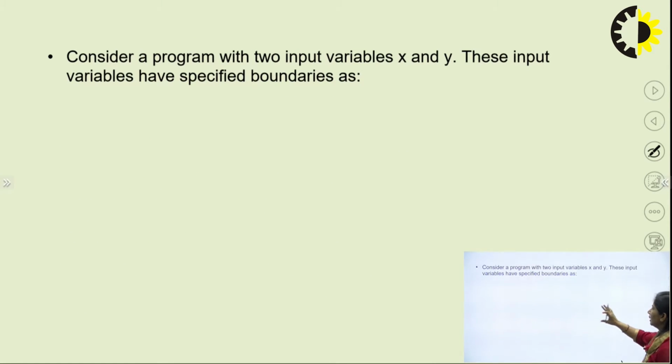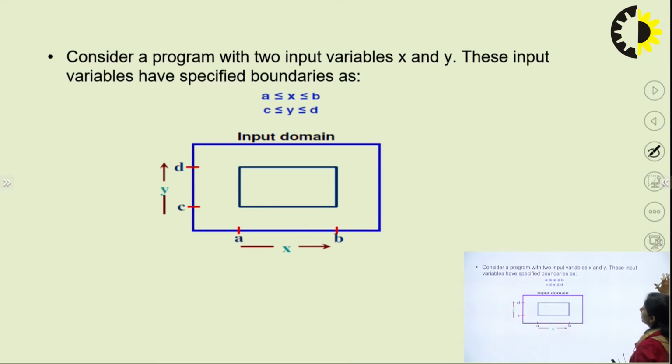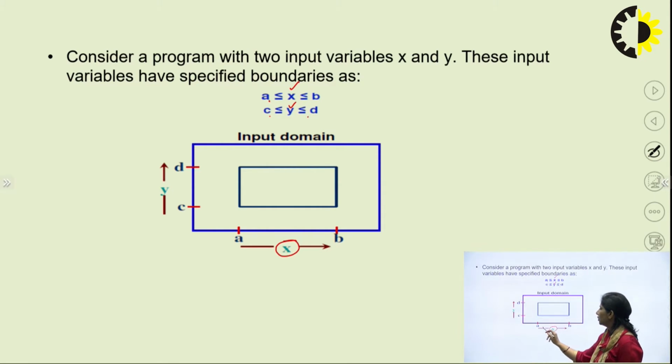Here we have taken an example where we have two input variables, say x and y. Now we are considering two input variables. So how will we specify the boundaries? Say one variable is x and one variable is y. The boundary of x is between A and B, and the boundary of y is between C and D.